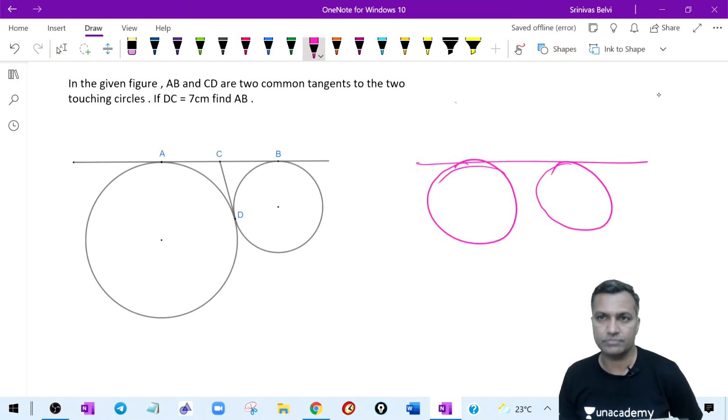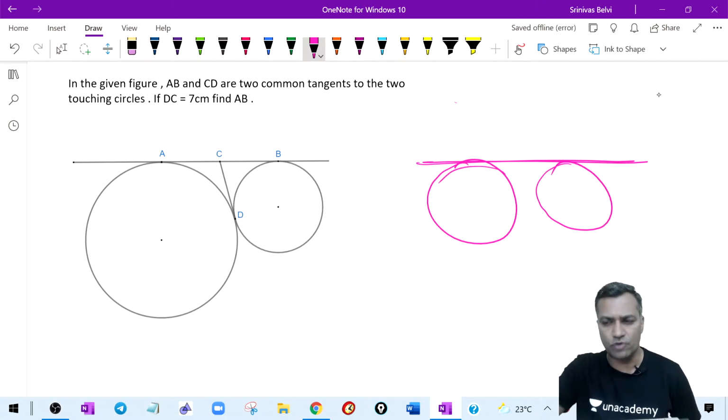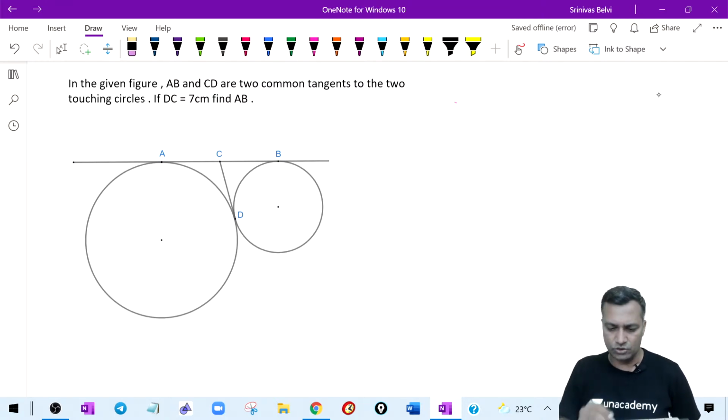Direct common tangent. Very good. Yeah, so this is a direct common tangent. If both are on the same side, it is a direct common tangent. There are some formulas for this, all that later. So now coming back to this.